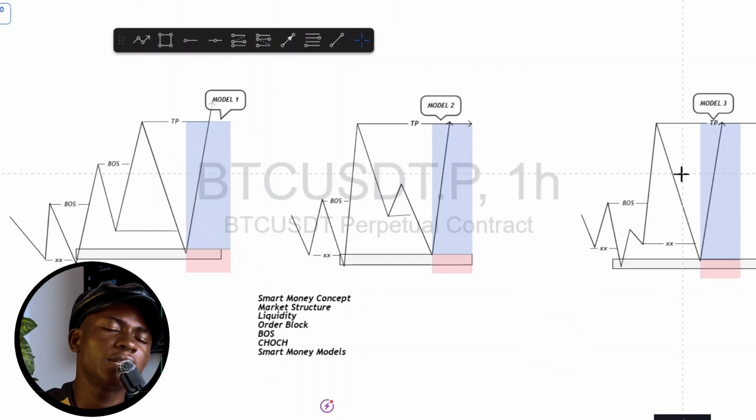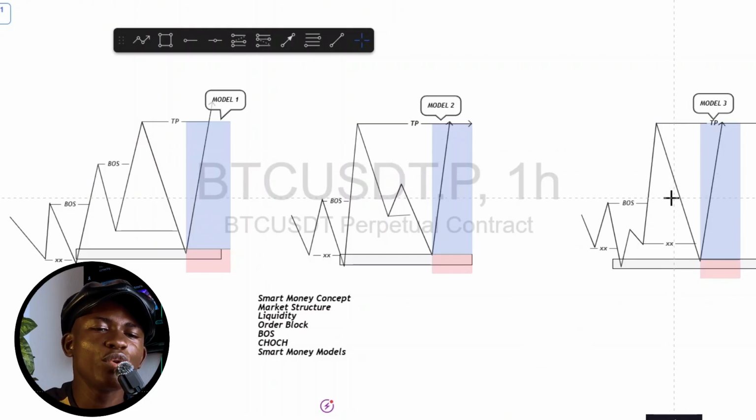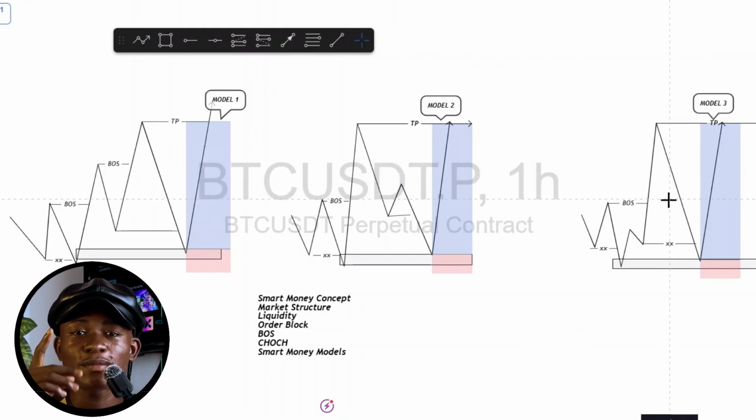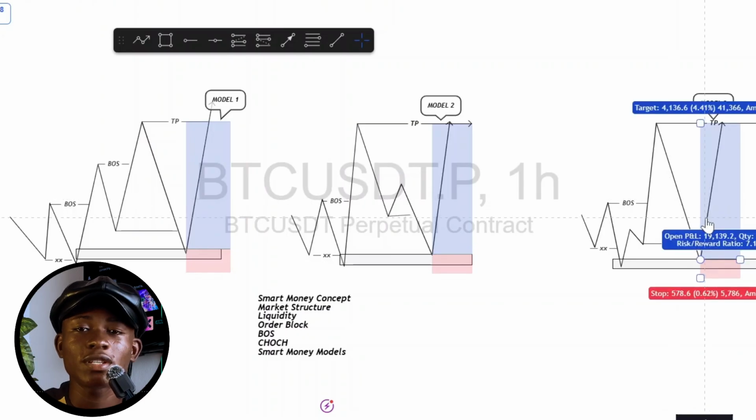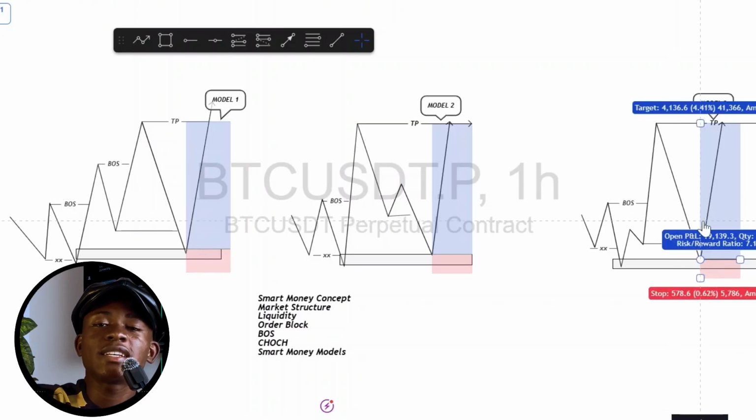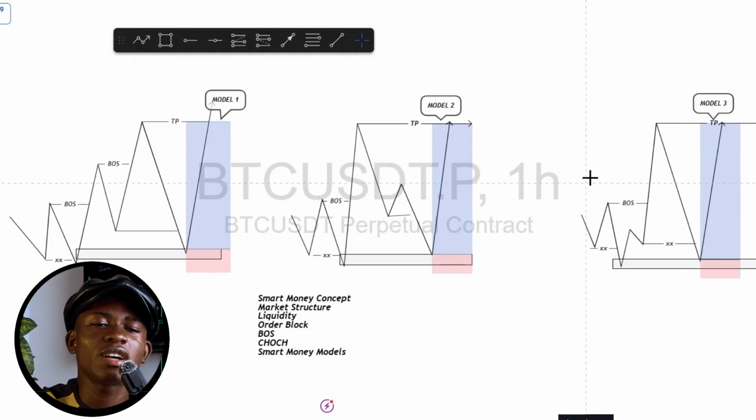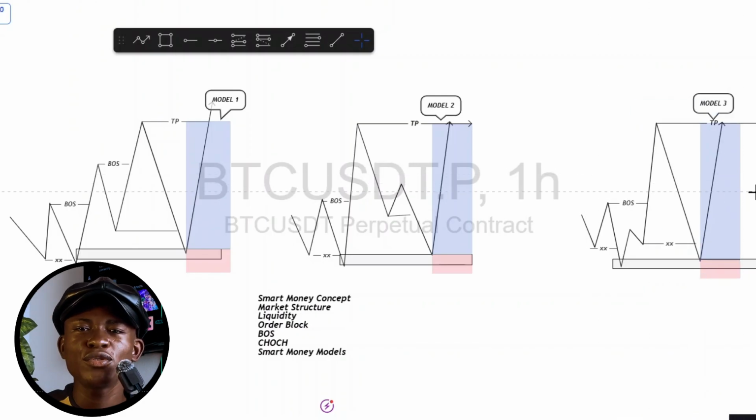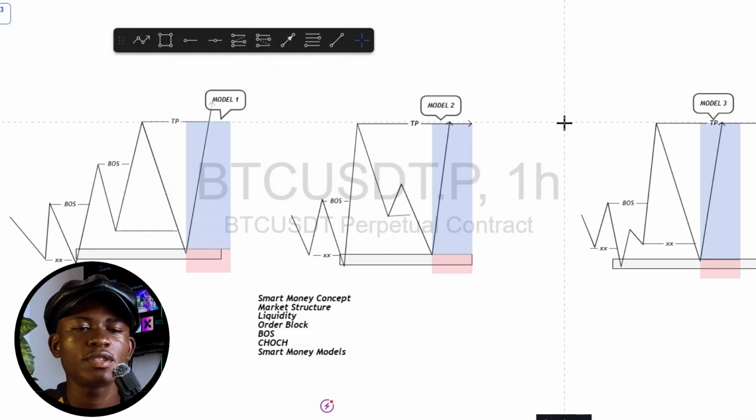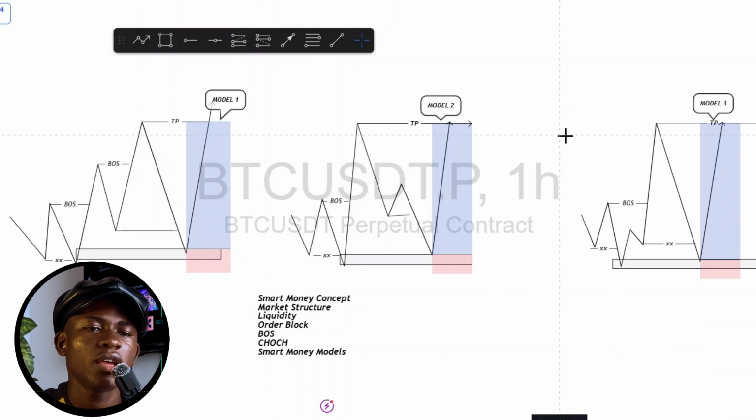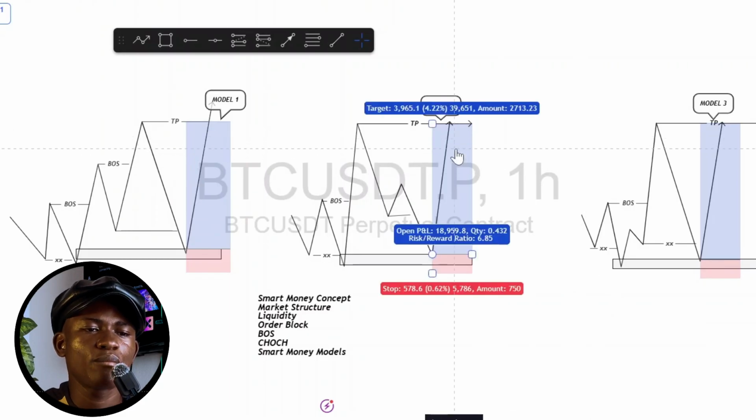Then model 3, which is the BTC trade. For those in my free WhatsApp channel, I shared a BTC trade there, and we actually used model 3. In the next video, I will be explaining this model 3 and how we used it to take the BTC trade, and I think the trade is still running. Yeah, so model 2 is done.